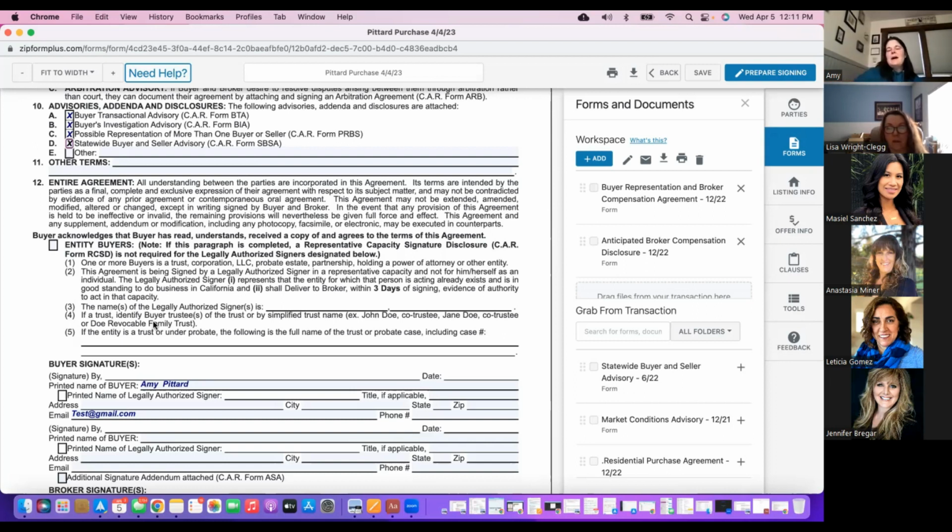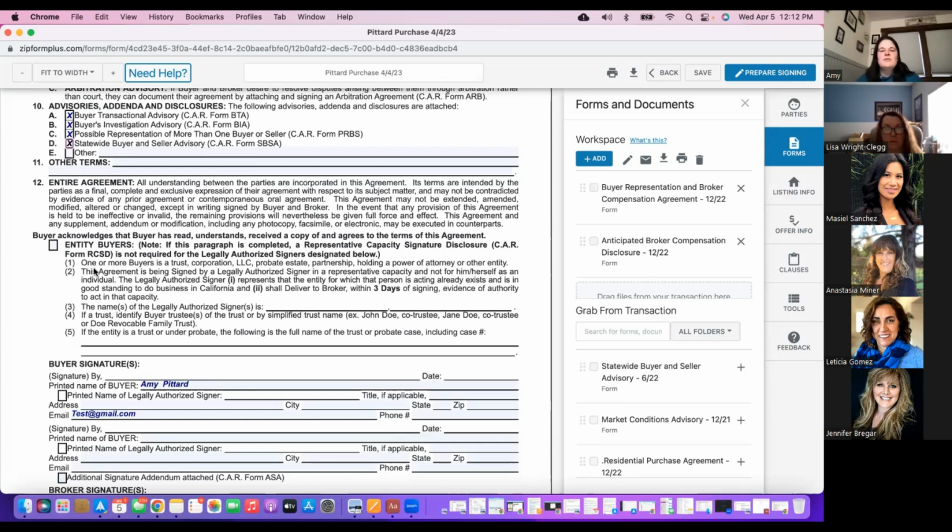If it's an entity buyer, a trust, an LLC, whatever is doing the purchase, then we would check the box here for entity buyers. We used to have to include an RCSD, a representative signature capacity disclosure. We no longer have to do that if we check this box. This would be if it was a trust, corporation, LLC, probate, estate, partnership, holding a power of attorney, or other entity. So if you've got military people and one has a POA, that would be a power of attorney, we would check this box because power of attorney falls underneath it.